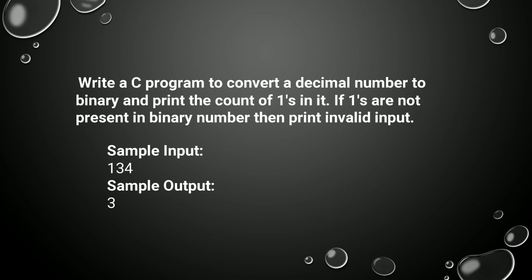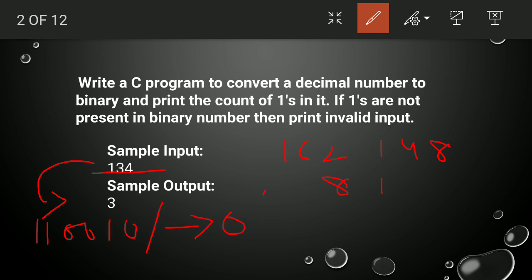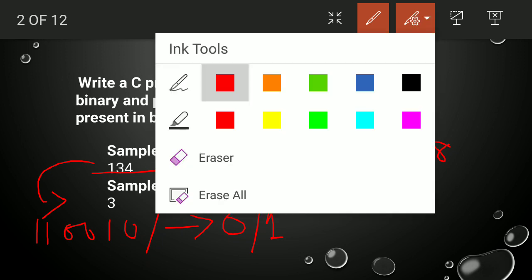So see what the question is telling. We need to give the decimal number from the keyboard. A decimal number is in the form of 134, 162, 148, 8 or 1, like this. These are the decimal numbers. We need to convert this decimal number into a binary number. Binary numbers are in the form of 110001, only 0 and 1. Those are called binary numbers.